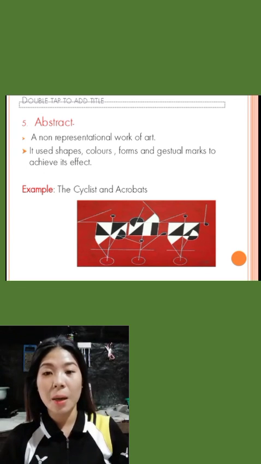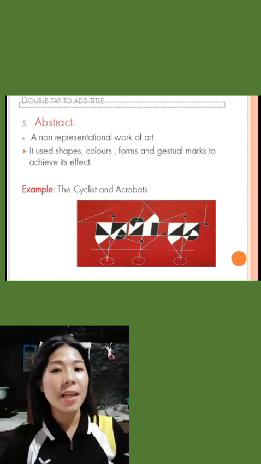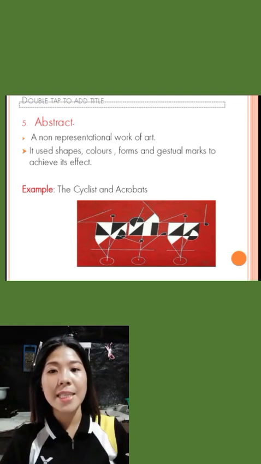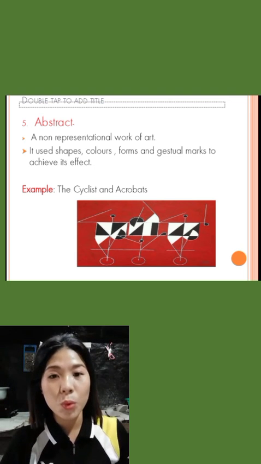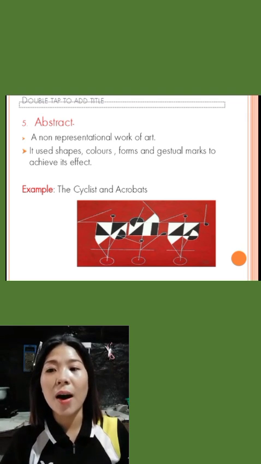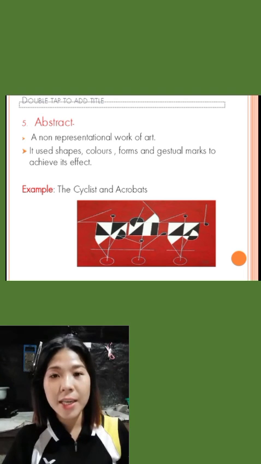The last main subject is abstract. It is the kind of art that does not attempt to represent an accurate depiction of reality, but instead uses shapes, colors, forms, and gestural marks to achieve its effect. One of the examples of abstract is Cycles in Acrobats by Arturo Luz. Arturo Luz is a Philippine National Artist awardee in visual art. He is also known as a printmaker, sculptor, designer, and art administrator. He received the National Artist Award, the country's highest accolade in the arts, in 1997.